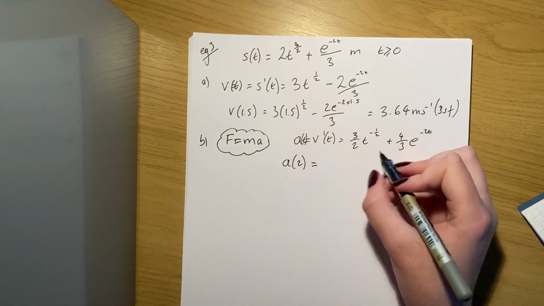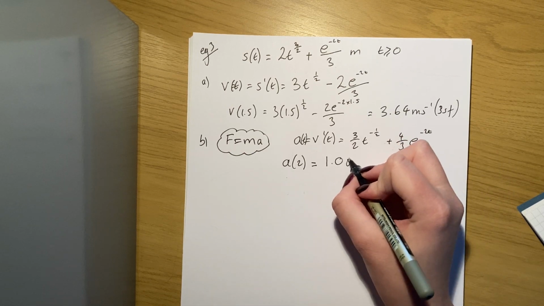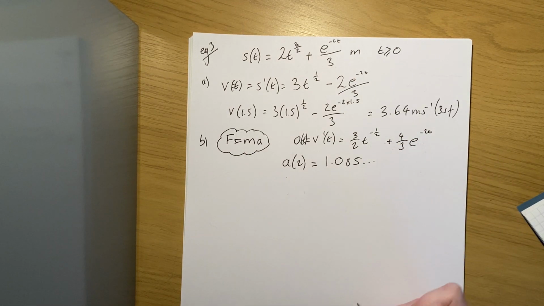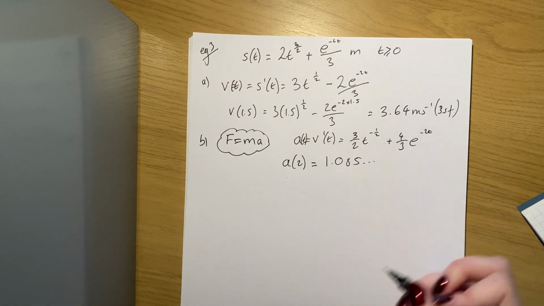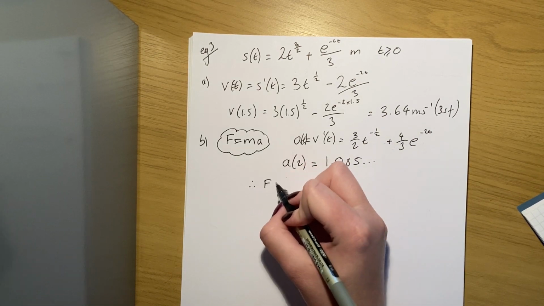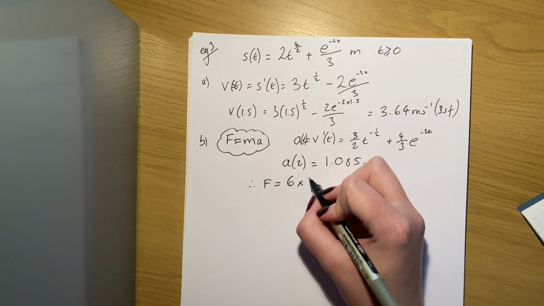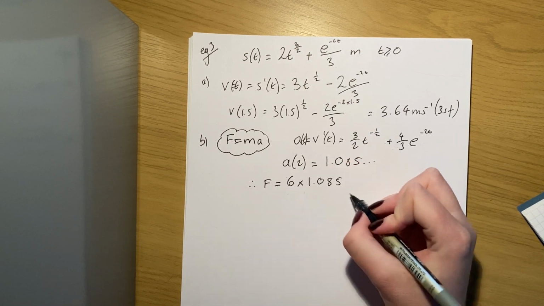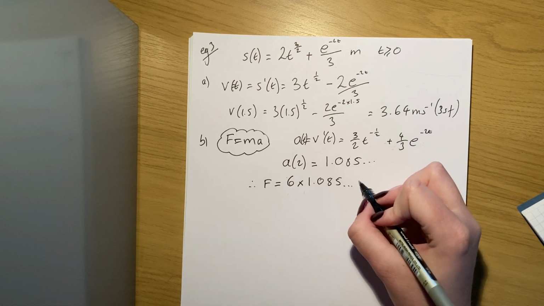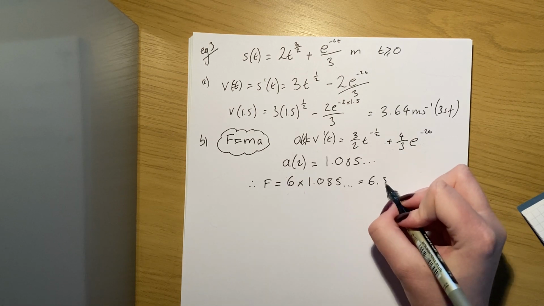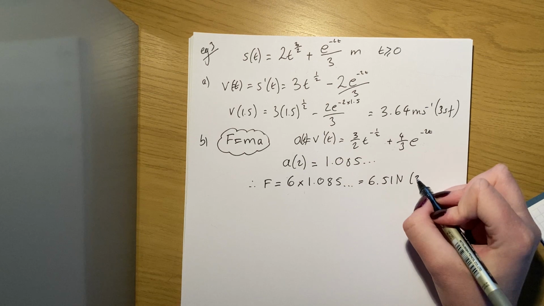So I'm going to substitute that into this equation and I get 1.085, etc., showing the examiner that I'm using all my values. Therefore, the force is equal to the mass, which is 6 kilograms, times my acceleration, 1.085, which is 6.51 newtons to 3 significant figures.